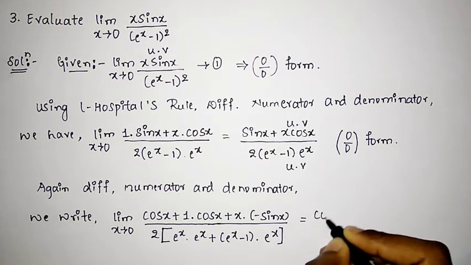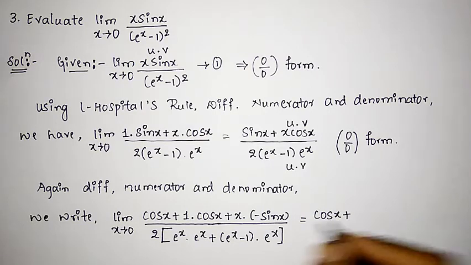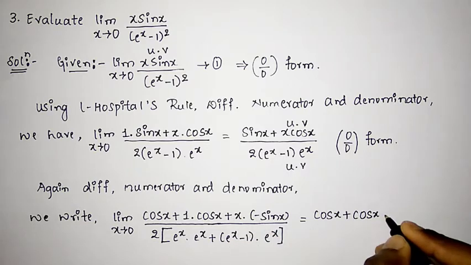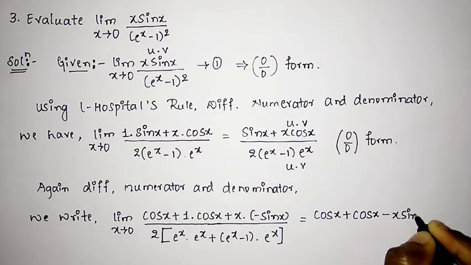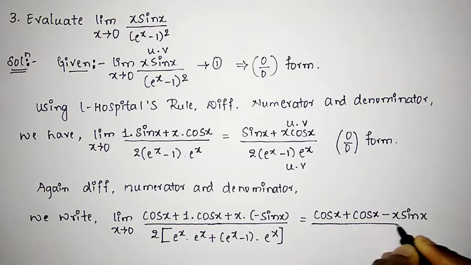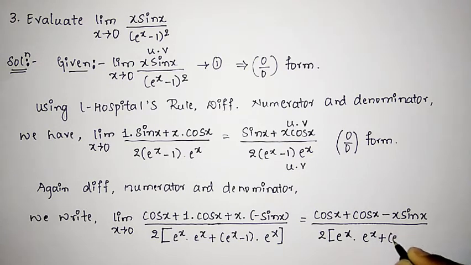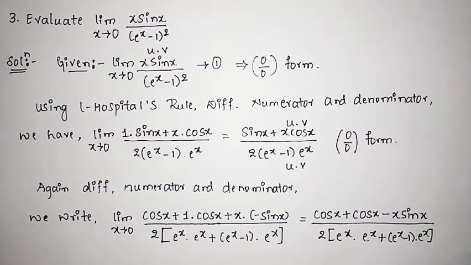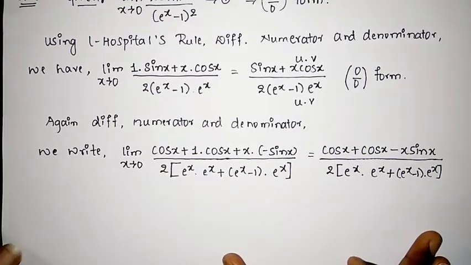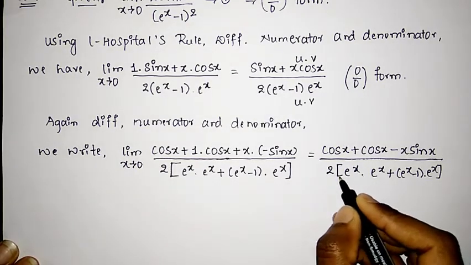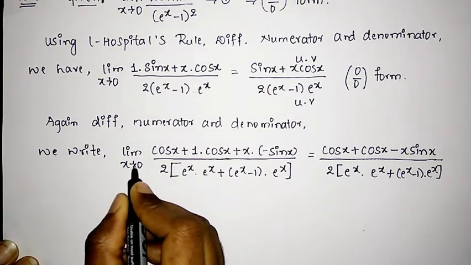So therefore we write it as cos x plus cos x, then plus into minus is minus x into sin x, divided by 2 into (e to the power of x into e to the power of x plus (e to the power of x minus 1) into e to the power of x). So we have obtained the constant value at the denominator. So now we shall directly apply x tends to 0.